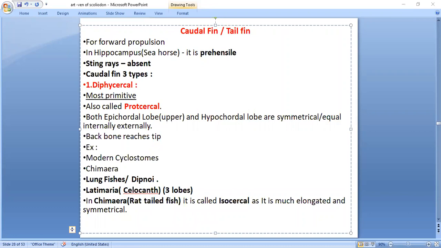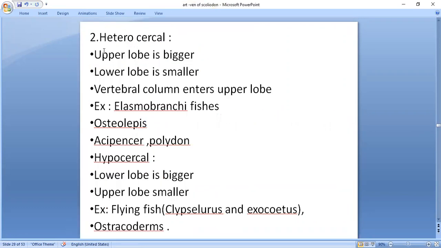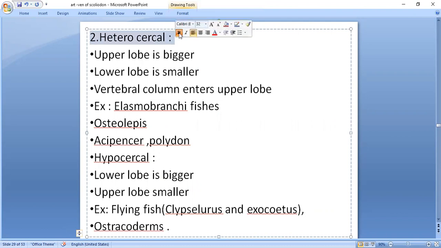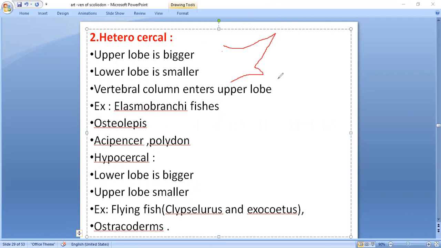Then, right, the second and most famous is the heterocercal type of tail fin. Okay, simple. The epicaudal lobe is very much bigger than the hypocaudal lobe and the backbone enters into the upper lobe. Such a kind of tail fin is generally called the heterocercal type of caudal fin. Okay, we have discussed it in elasmobranch fishes.